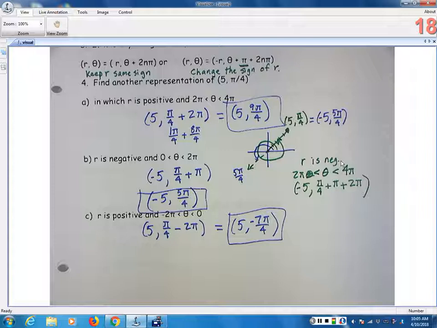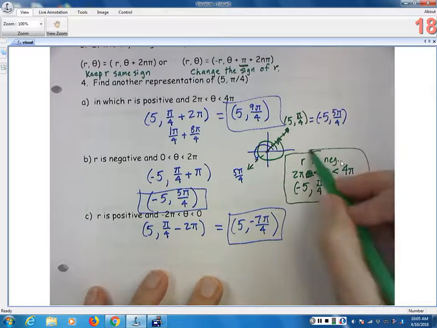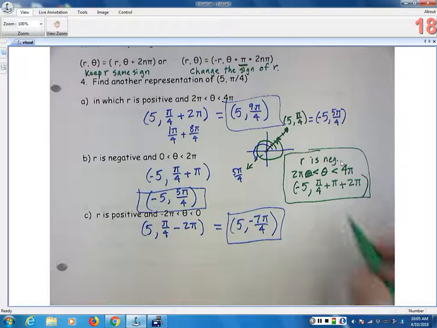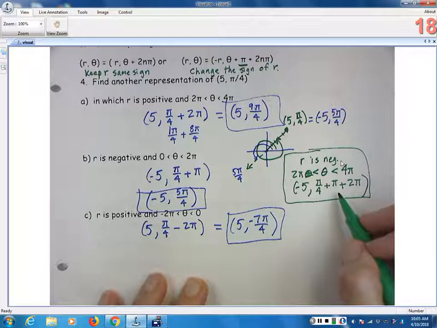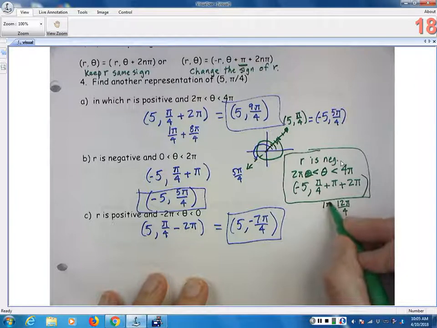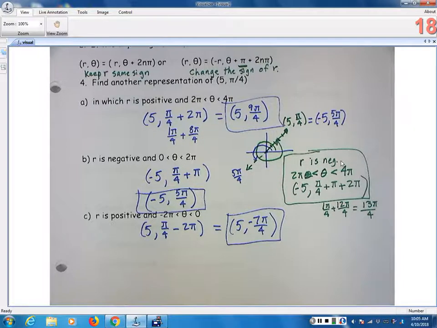So that was an extra example. I didn't finish it, but that would be 3 pi, which is 12 pi over 4, plus 1 pi, 13 pi over 4. That would have been 13 pi over 4. Okay?